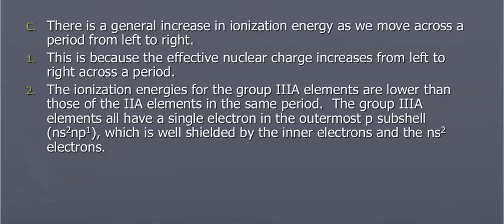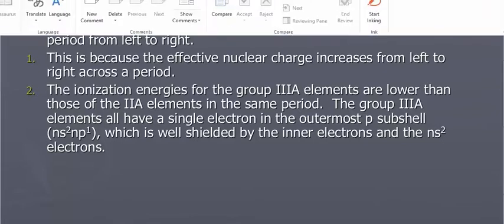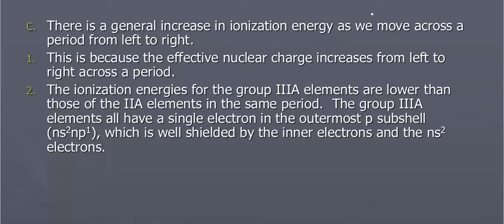There's a general increase as we move from left to right in terms of ionization energy. This is because effective nuclear charge increases from left to right. That means the nucleus is holding on to those electrons more tightly as we go from left to right. However, there are two exceptions to this trend, and I want you to know these two exceptions.